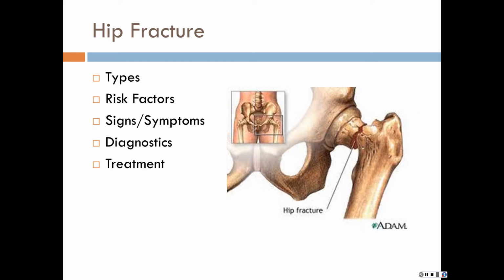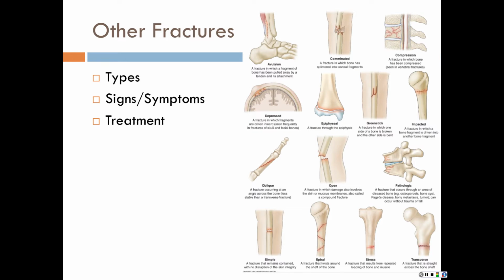Okay, so we're through hip fractures. Let's talk a little bit about other fractures. Got a picture up here of some of the different types of fractures. Important ones to know, like that comminuted fracture. That's the one where the bone is essentially splintered and it's broken to fragments.